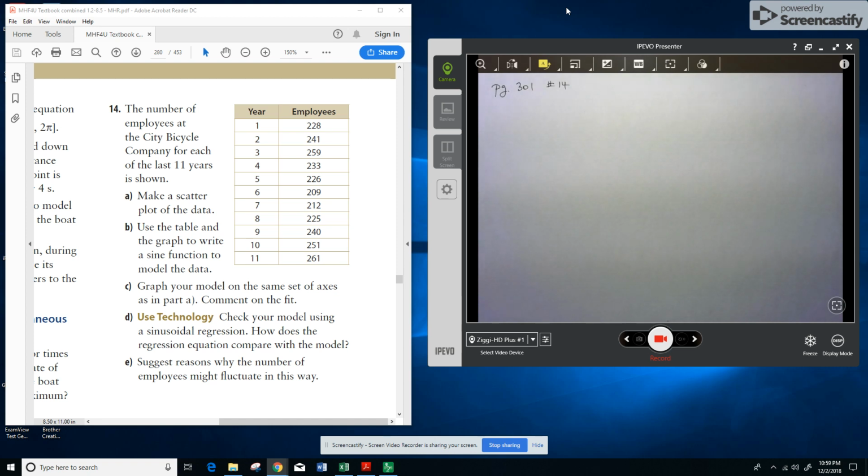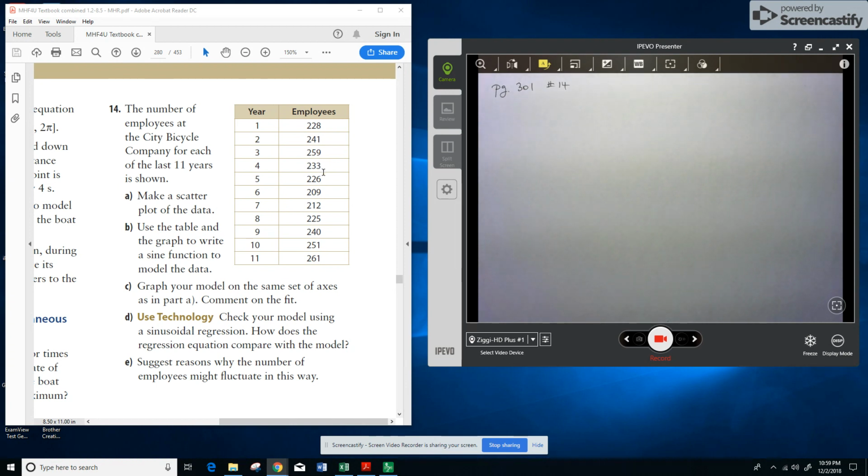Hi folks, we're going to take a look at page 301, number 14 from the assignment. Here they give us this table of values, and we're just going to focus on finding a model for the data in this table. If we wanted something more precise, it would probably help to have a scatter plot and get a sense of where the actual maximum and minimum might be, but I'm just going to go for a rough model here.